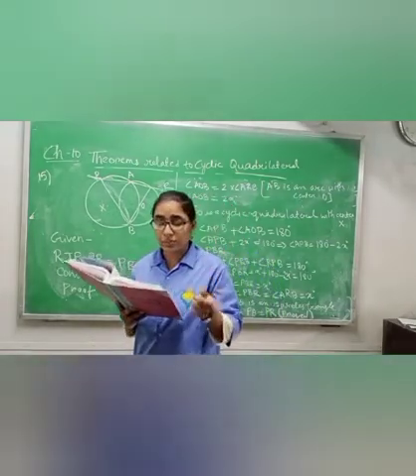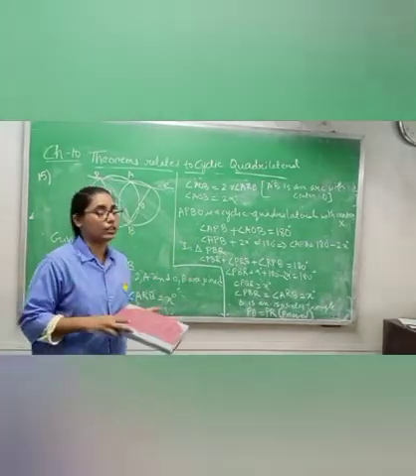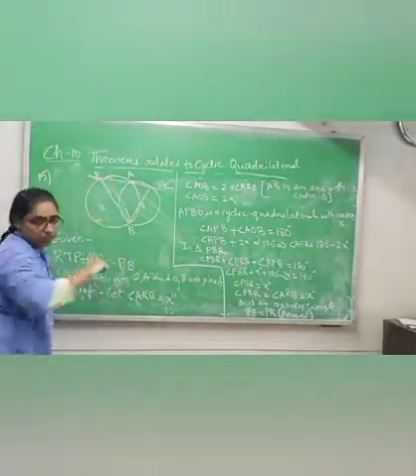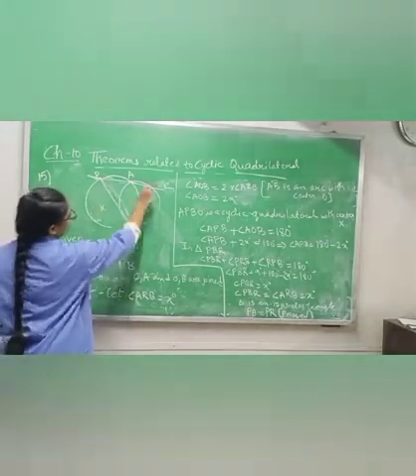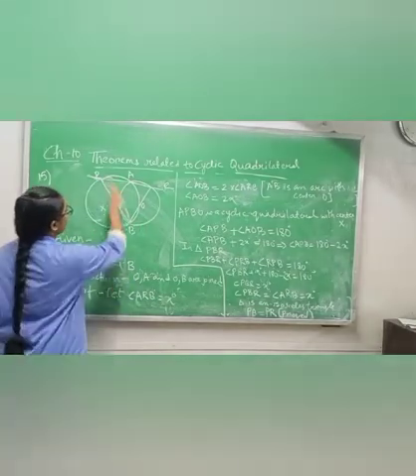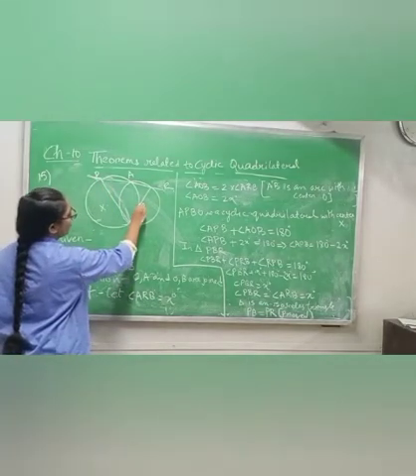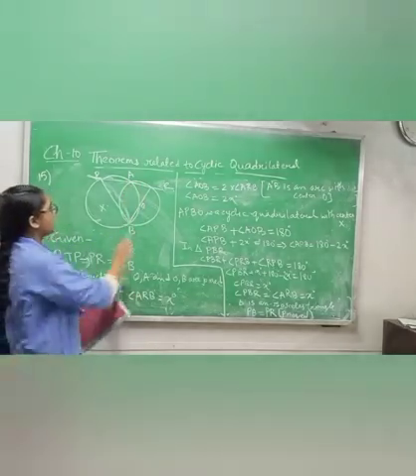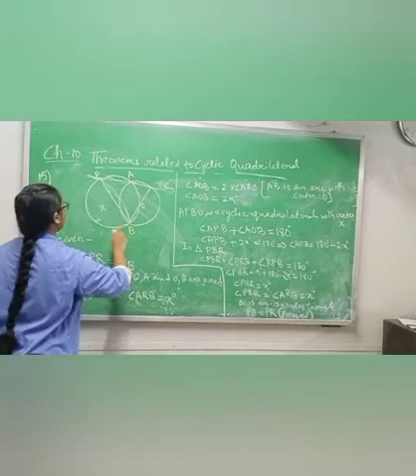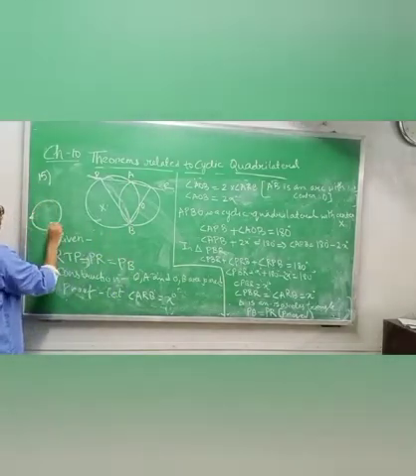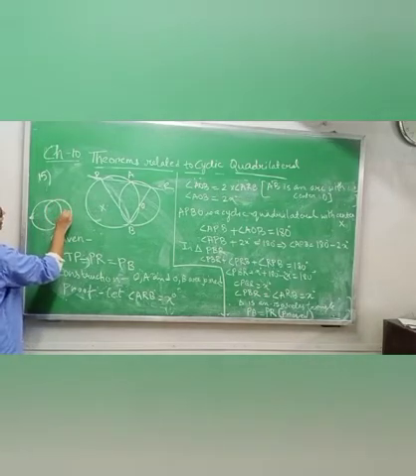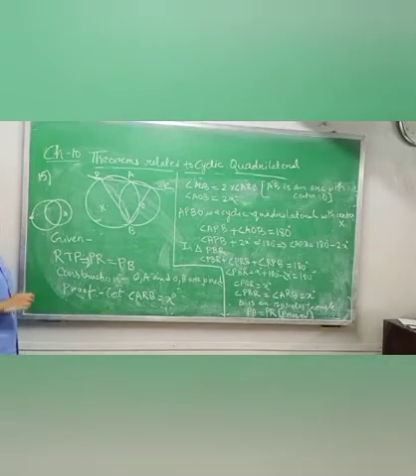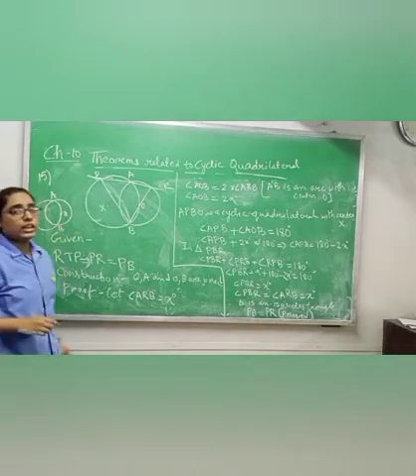Of two circles, one passes through the center O of the other circle. I have two circles. How many circles do I have? Two circles. This one is one circle and this one is the other. What are they saying? One circle is passing through the center of the other circle, and the center's name is O. Understood? And they intersect each other at the points A and B.